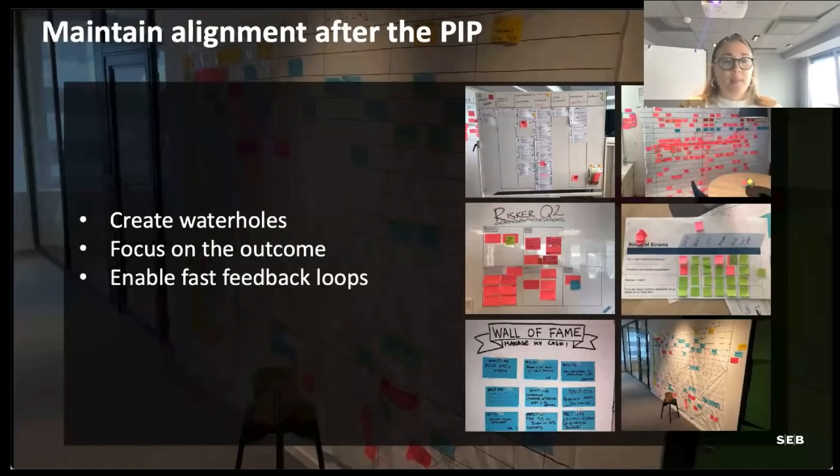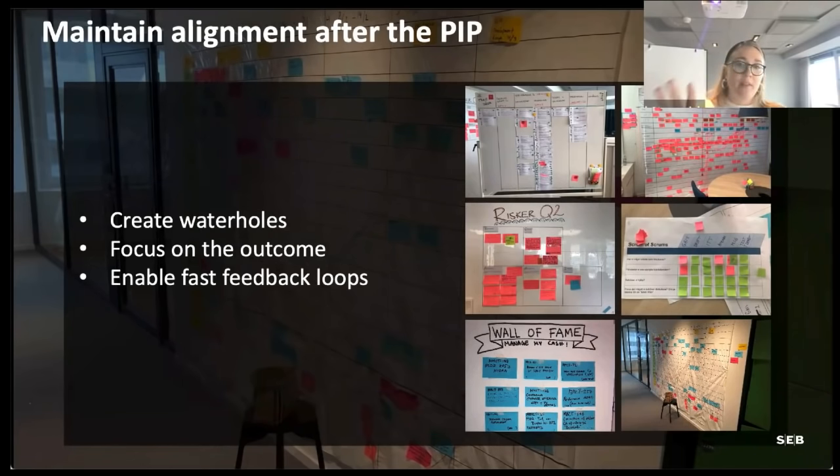And then, how do we actually maintain alignment after PI planning? As I mentioned, as a new RTE starting out, it's usually about PI planning. But after the PI planning, we need to maintain the alignment that we actually got during the PI planning. So I mentioned, make it clear at the end of PI planning, where can I go to gather information? And actually create the artifacts that you created.